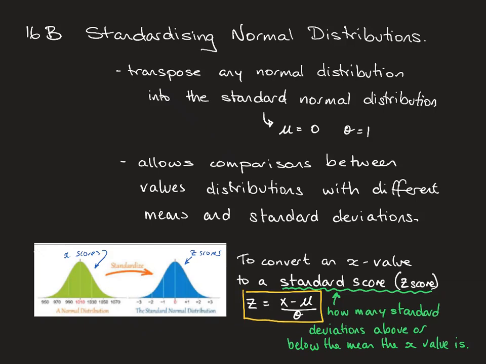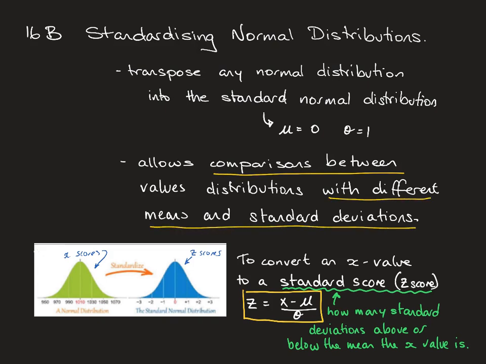In this video, we're going to look at standardising normal distribution and what it means and why you would do it. So we know that we can transpose any normal distribution by changing its mean and its standard deviation. But what you may not be aware of is we can actually take any normal distribution and transform it back into the standard normal, where the mean is 0 and the standard deviation is 1. What this allows you to do is make comparisons between distributions with different means and different standard deviations.